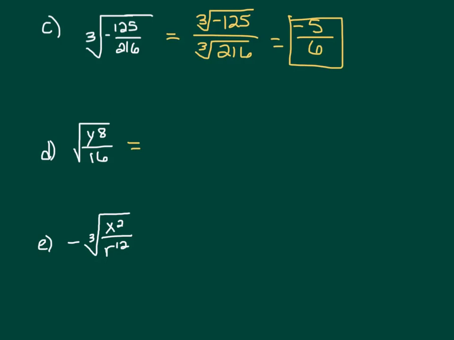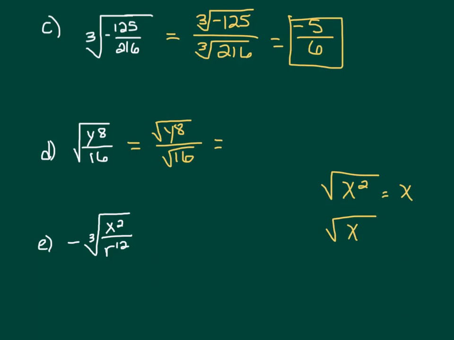On D, the square root of y to the 8th over 16, so we'll rewrite it as the square root of y to the 8th over the square root of 16. When you're taking the square root of variables, let's say I had the square root of x squared. Well, the square root of x squared is just x, right? Because x times x equals x squared. If I have the square root of x to the 4th, that's the same thing as x squared times x squared. So there's two sets of x squareds.